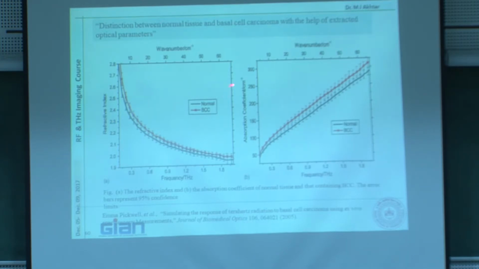The same equation. So, this is an idea here to show that if you have a normal skin, this one is a normal skin and this is a skin with what is called basal cell carcinoma. That means in the range of terahertz, you can detect the difference between healthy tissue and what we call malignant tissue due to the fact that they have different dielectric properties.